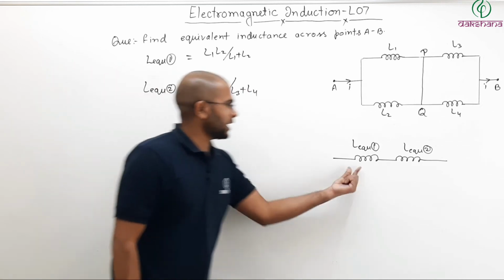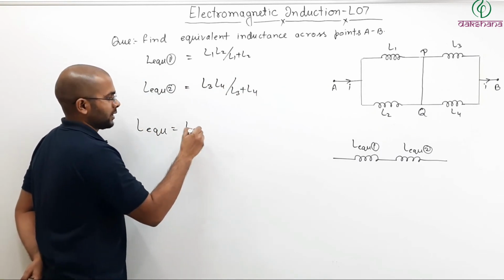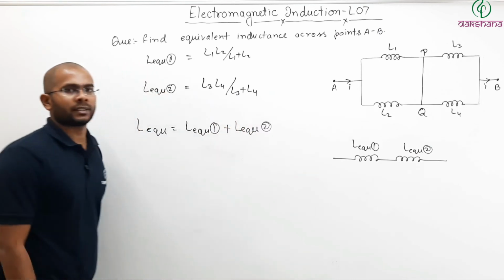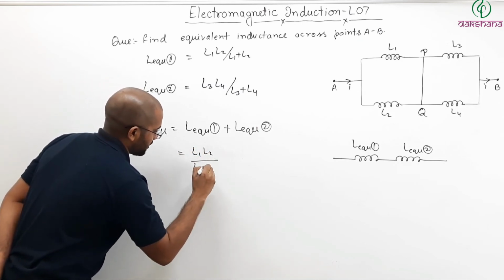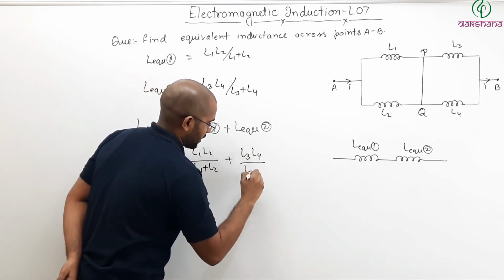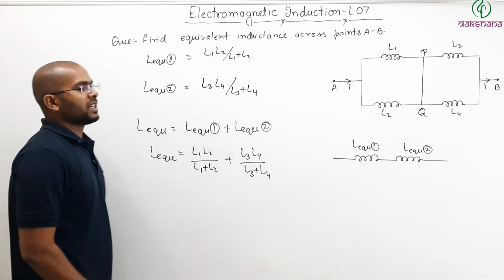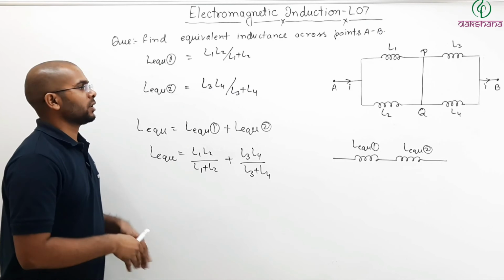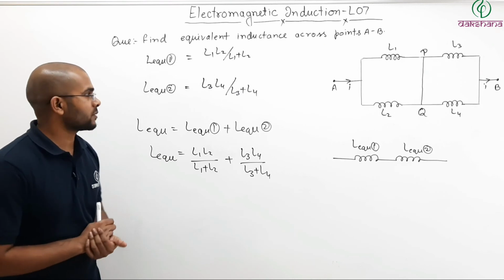And these are connected in series now. So total L equivalent will be equal to L equivalent 1 plus L equivalent 2. That will be L1 L2 divided by L1 plus L2, plus L3 L4 divided by L3 plus L4. That will be your total L equivalent. So in case of series and parallel combination of inductors, you can do the solution the same way as you do in case of series and parallel combination of resistors. Pause the video, note it down.